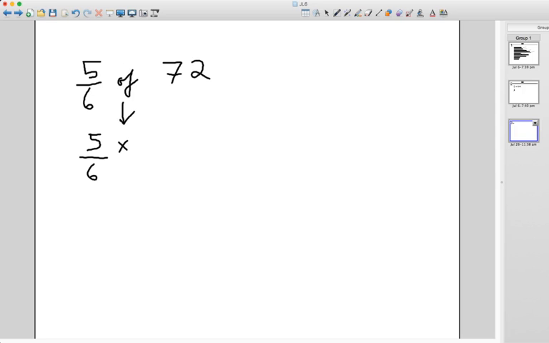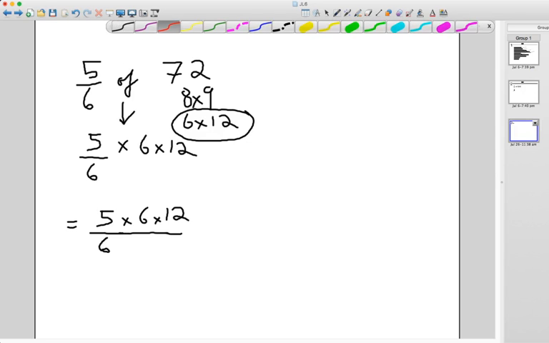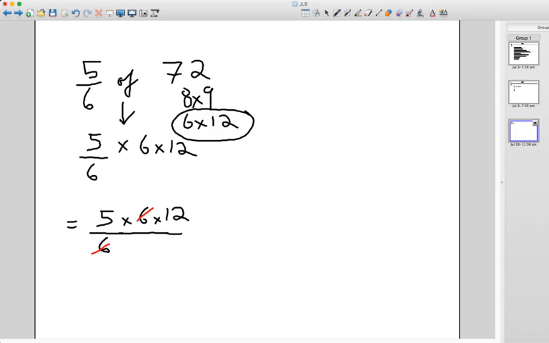72. Well, that's 8 times 9, if we remember our times tables. And it is also 6 times 12. Which one are we going to go for? Well, we're going to go for the 6 times 12, because the 6 on the bottom will cancel with the 6 on the top. (5/6) I should extend it like this, times 12. 6's will cancel. 5 times 12 is 60.